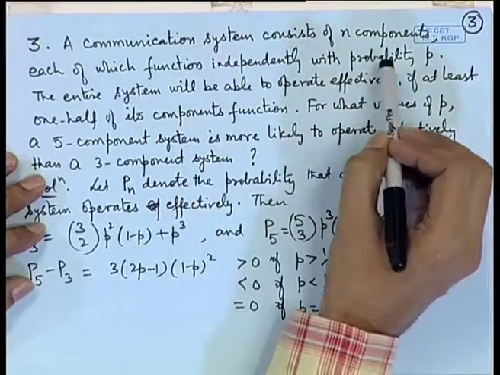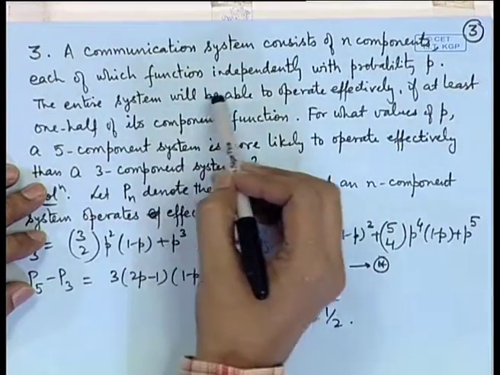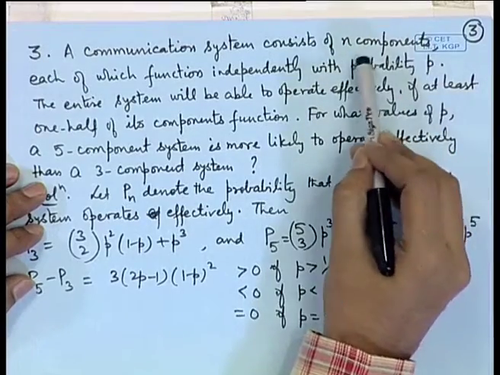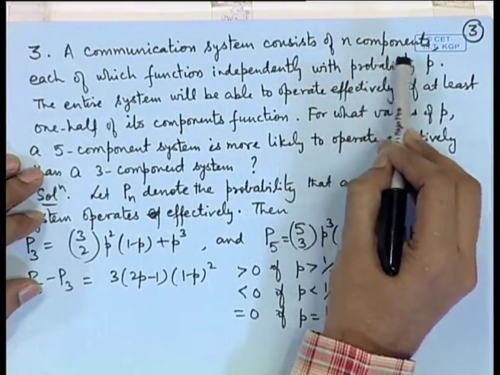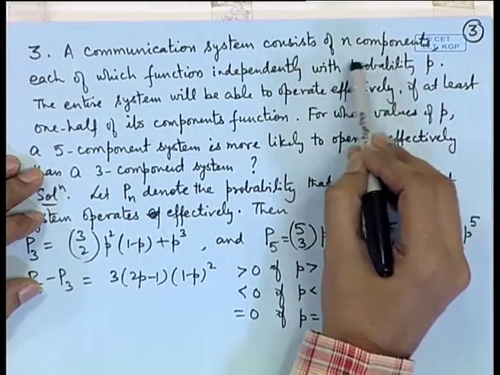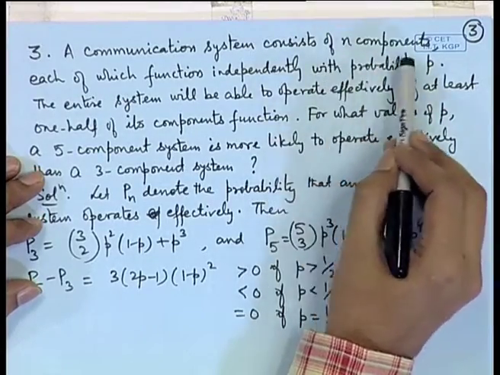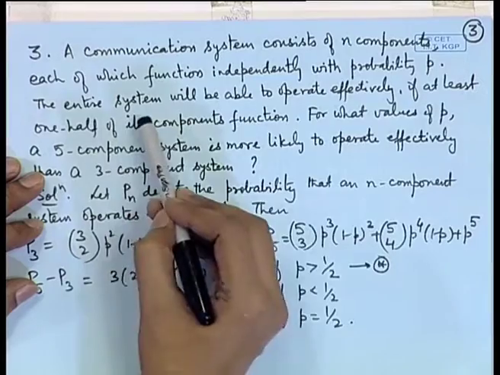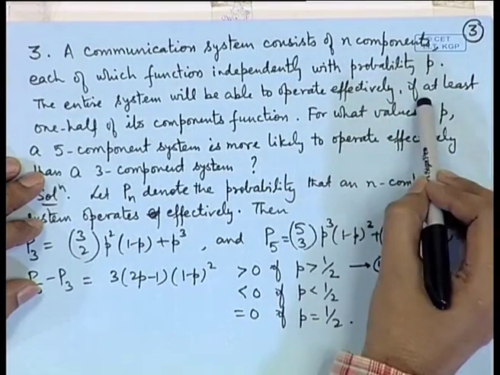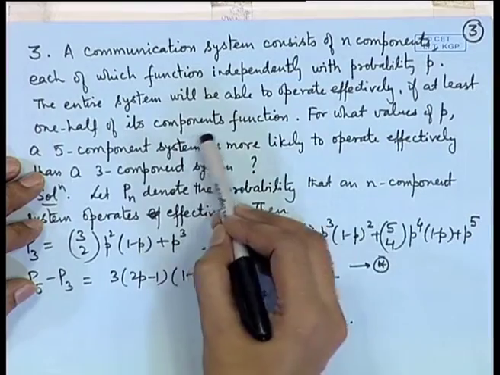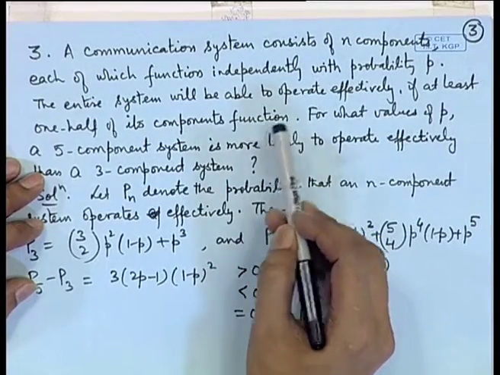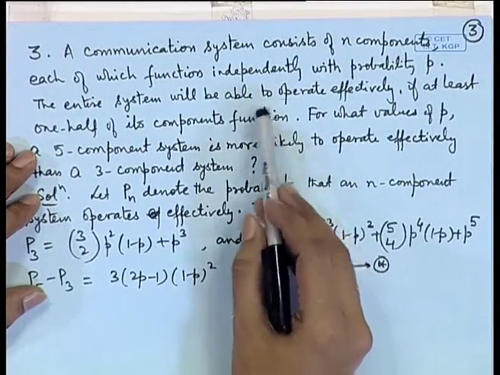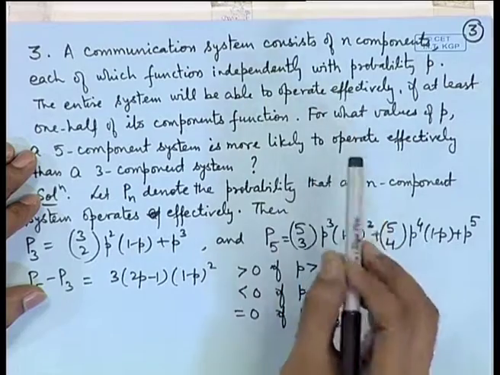A communication system consists of n components, each of which function independently with probability p. So, once again functioning of components is a Bernoullian trial, because the component may fail or it may not fail. So, if it is working, the working probability is p. The entire system will be able to operate effectively if at least one half of its components function. That means, suppose there are 10 components, then at least 5 should function, then the system will be operating effectively.